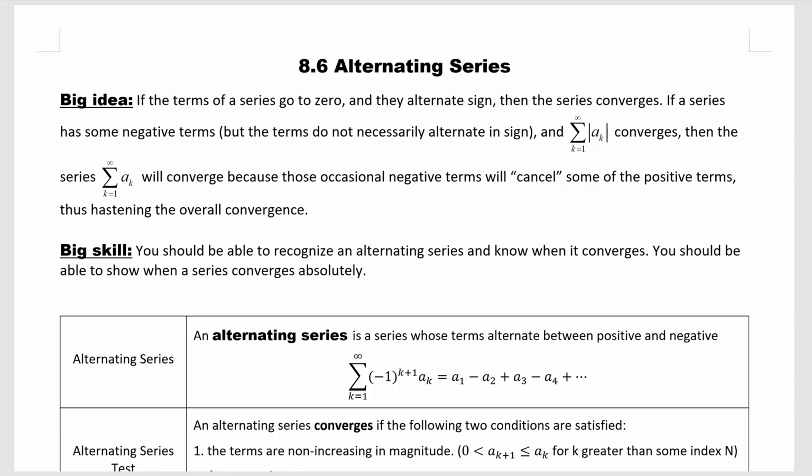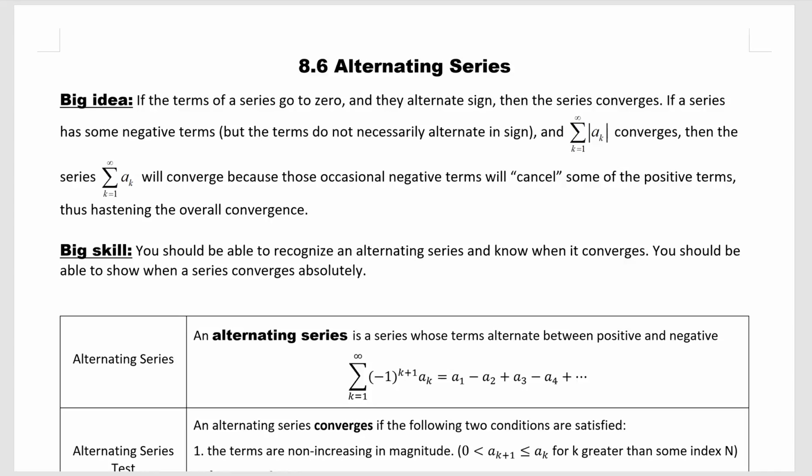The idea is like the series of the absolute value is like the big guy. The series of the a sub k is like a small guy. So if the big guy converges, the small guy also converges. Okay, so we'll talk about more.